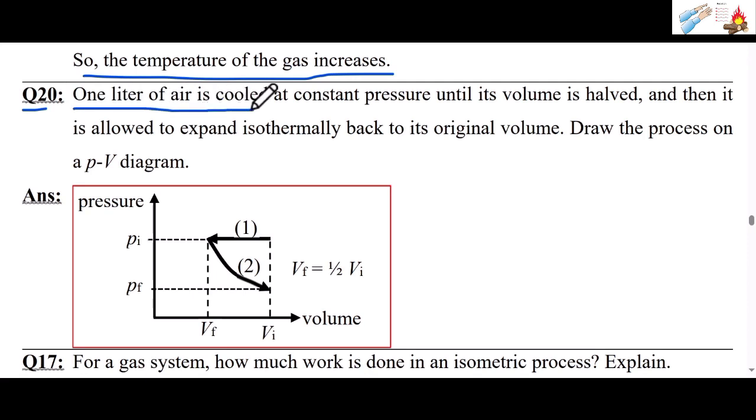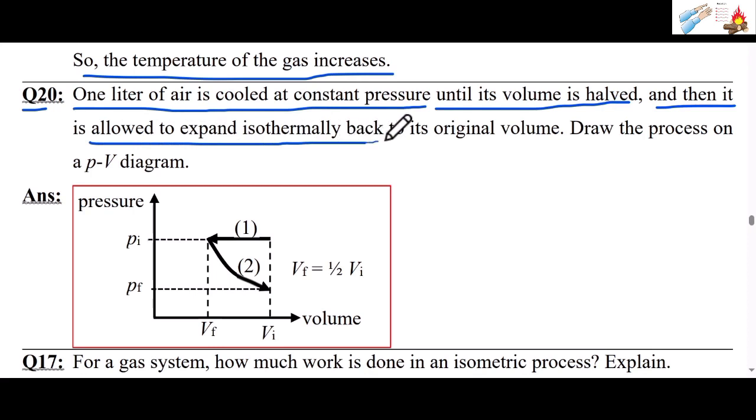of air is cooled at constant pressure, and the volume is halved. Work will be done. And then it is allowed to expand isothermally back to its original volume. Draw the process on a PV diagram.